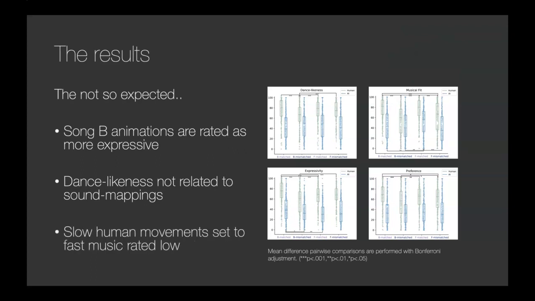We also noticed that when the human example of slower, more fluid movements of example B are presented with mismatched upbeat music, it is rated the lowest across all four questions, meaning respondents are less inclined to rate these movements as dance, less likely to say it fits the music, less likely to deem them expressive, as well as preferring it less. Moving slowly to fast-paced music is apparently not good.